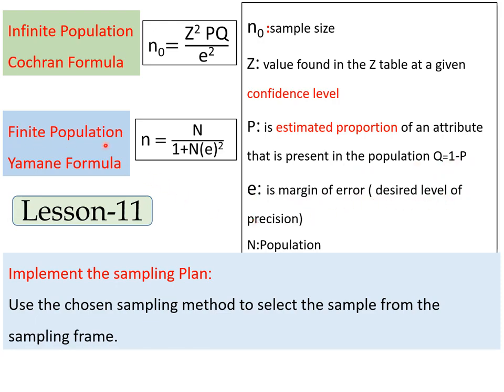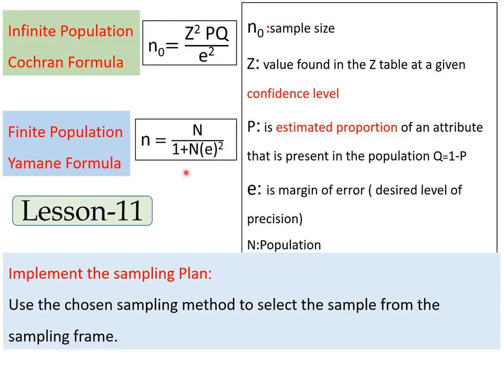In the case of a finite population, we can use the Yamane formula when the population is known. The Yamane formula is n equals capital N, the population, divided by 1 plus capital N times e squared. So in this case, the population is known.